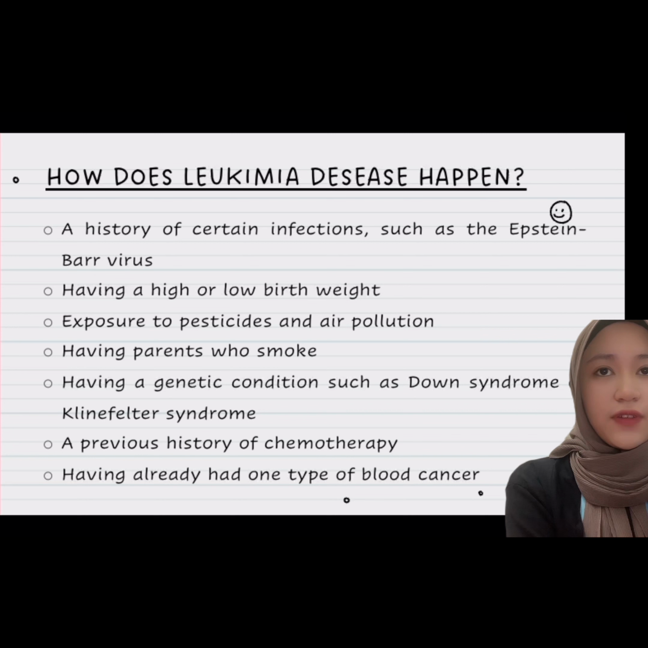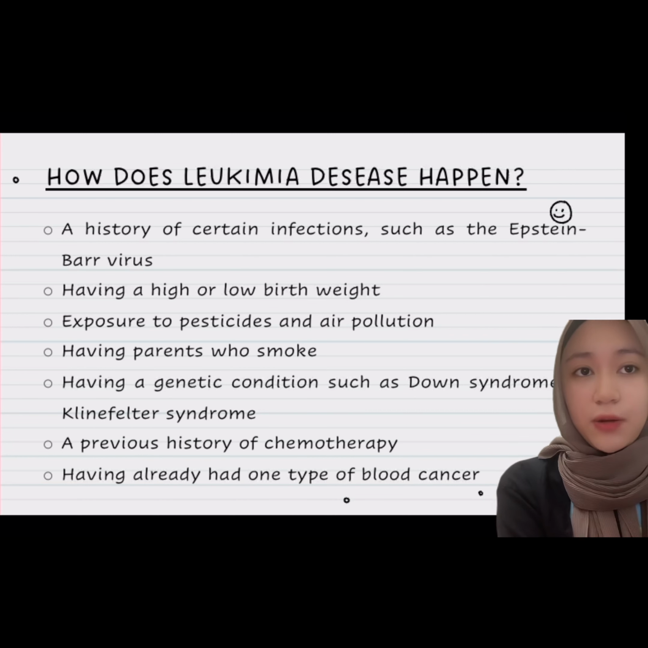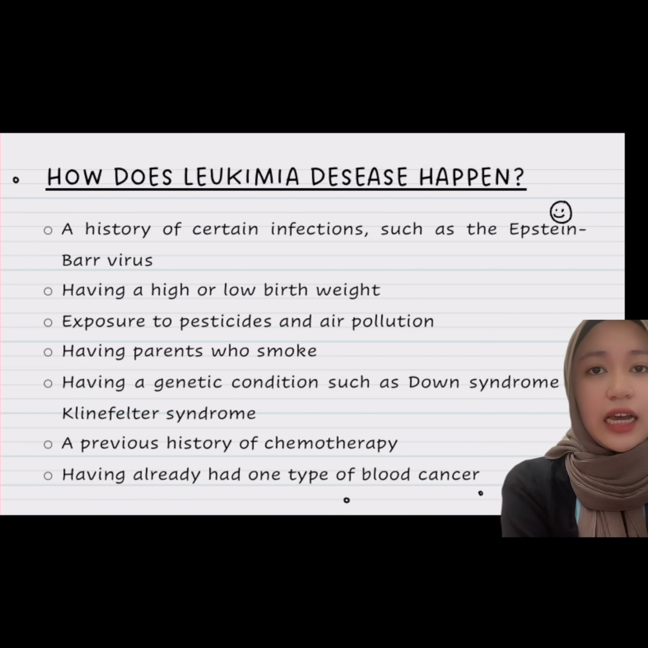Actually, start with a history of infection, such as Epstein-Barr virus. Second, having a high or low birth weight, exposure to pesticides and air pollution, having parents who smoke, having a genetic condition such as Down syndrome or Klinefelter syndrome. Next, previous history of chemotherapy. And then lastly, already having one type of blood cancer.